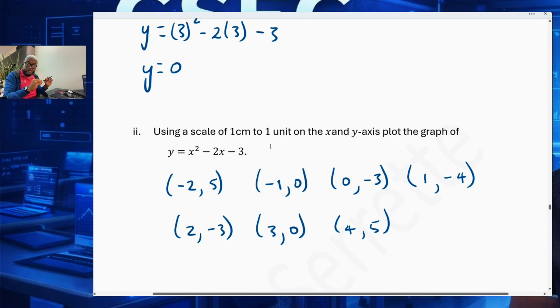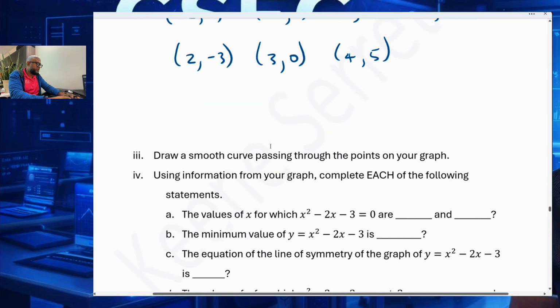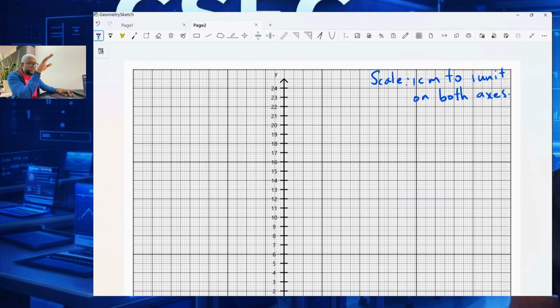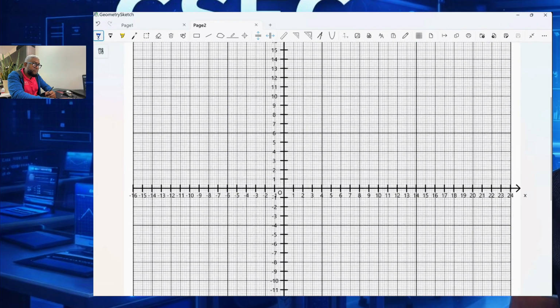Plot the points on the graph and draw a smooth flowing curve through it, right? So part 2 is to draw the smooth flowing curve. The first part is to plot the points. The second part is to draw the graph itself. So 1 centimeter to 1 unit on both axes. Hit my first coordinate there, please. All right, to start to plot now. Coordinate number 1.